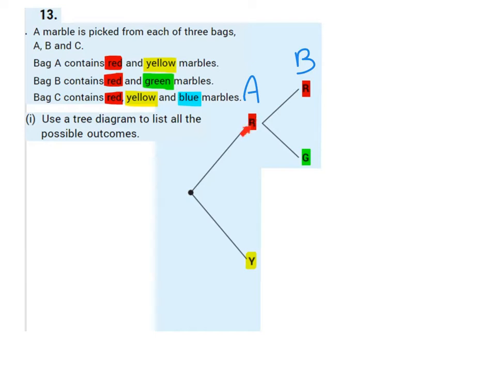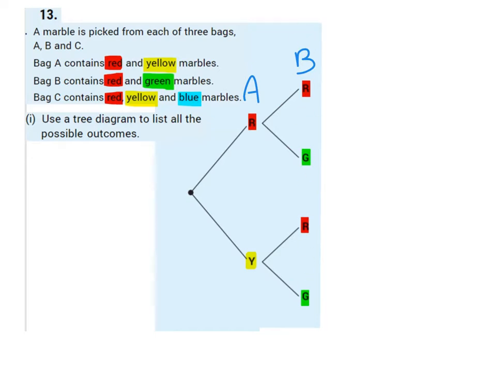But what if we actually chose a yellow marble from bag A? What options have we then for bag B? Well, they're the exact same as we have above. So we're going to have 2 more branches, R and G. So if we chose a yellow marble from bag A, then from bag B, again, we could choose red or green. So these are our possible outcomes for bag A and bag B.